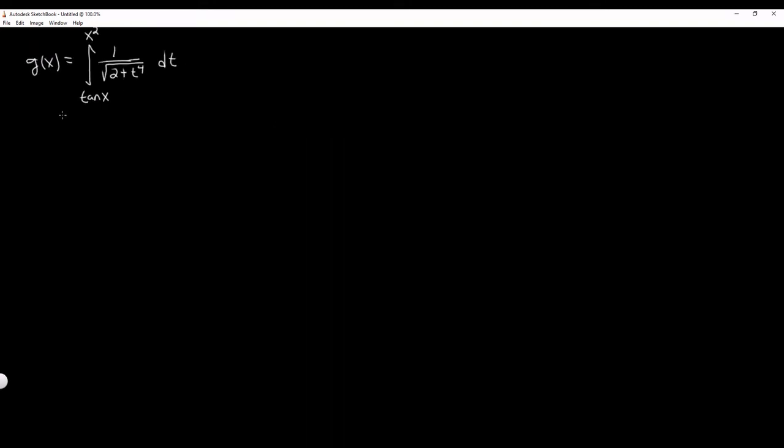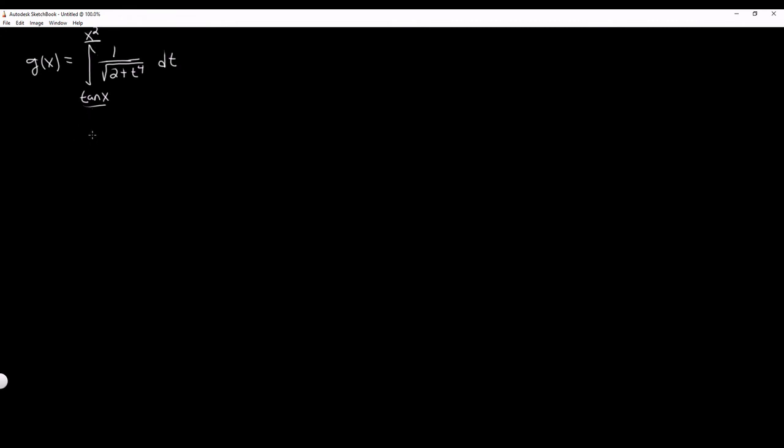So for our sixth and final problem, we're going to have the definite integral from tangent x to x squared of 1 over the square root of 2 plus t to the 4th dt. And as you can see, the upper and lower limits of integration are some form of our x variable. So the way we're going to have to do this is we're actually going to have to break this up again. So somewhere between tangent and x squared, we need to break it so that we can integrate from tangent to some point in the middle, and then from that point in the middle to x squared.